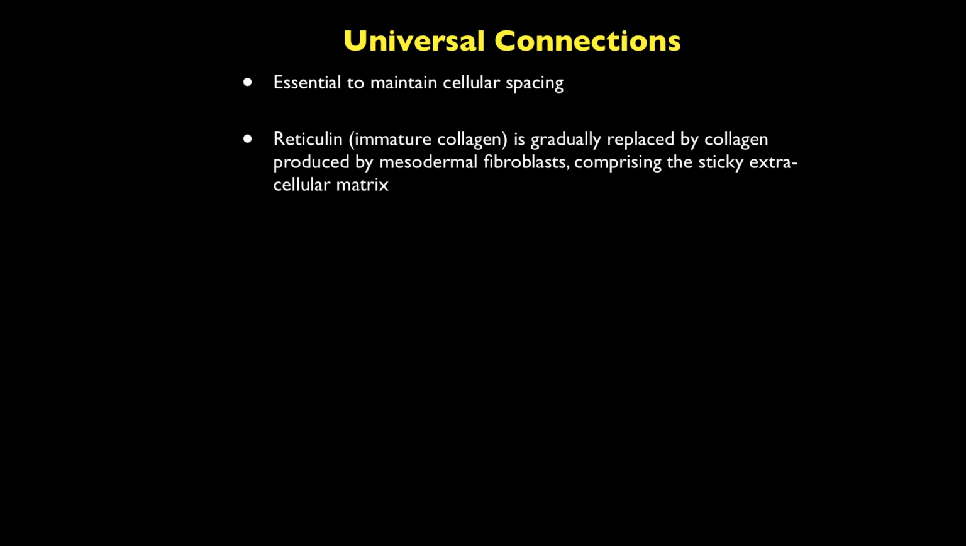Reticulin, which is immature collagen, is gradually replaced by collagen produced by mesodermal fibroblasts comprising the sticky extracellular matrix. Did you ever wonder why infants and young children are so flexible? That is due to the immature collagen called reticulin, which is very pliable yet maintains structure. As the child matures into a fully developed being, the reticulin is replaced by collagen that is comprised of the sticky extracellular matrix, a gel-like substance that nourishes and lubricates the tissues so that they will slide and glide upon each other.